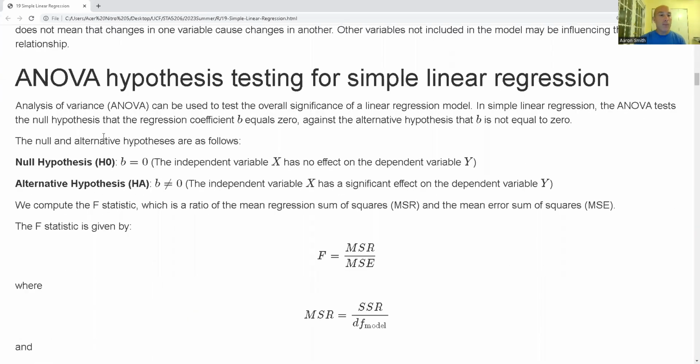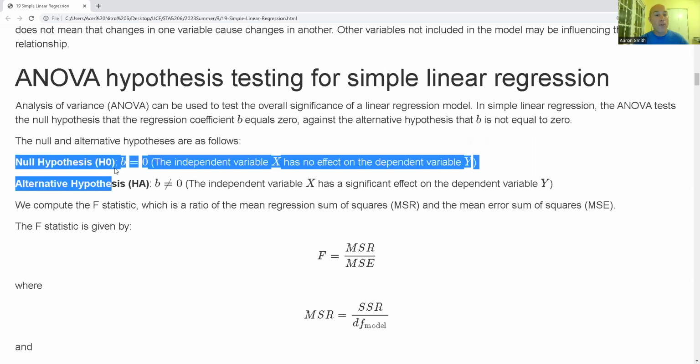All right, so now something I can do, I can run ANOVA for testing to see if my model is worth using. All right, so the analysis of variance, ANOVA, can be used to test the overall significance of a linear regression model. In simple linear regression, the ANOVA tests the null hypothesis that the regression coefficient is equal to 0. It's going to be more complicated when we get to the next video. For now, this is just saying b is equal to 0 is what I'm testing when I run ANOVA on simple linear regression, one predictor variable. The alternative hypothesis is that b is not equal to 0.